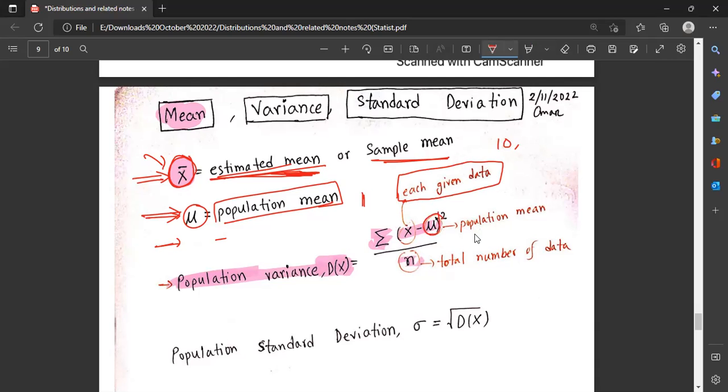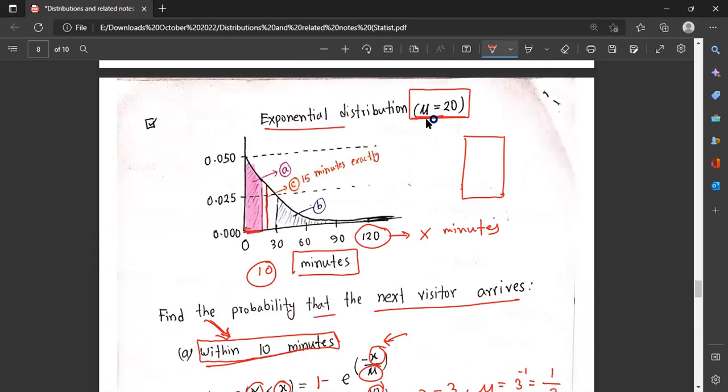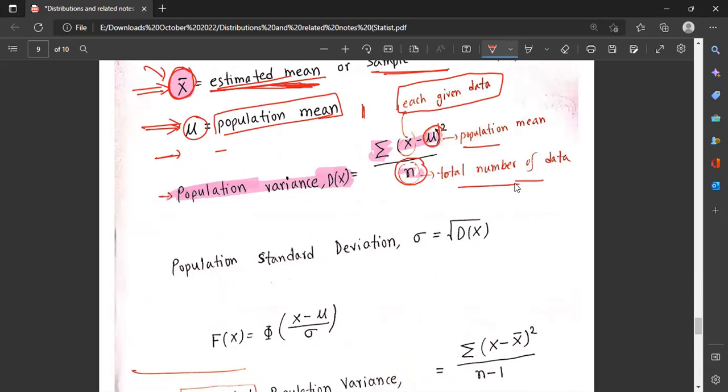In the previous example, mu was given as 20 in the function. So mu is like a mean, where the data are most likely to be found. And n is the total number of data. It can be 1 million, 100, or 1000. The population standard deviation is sigma. Sigma is equal to the root of D of x, that means the root of the variance.